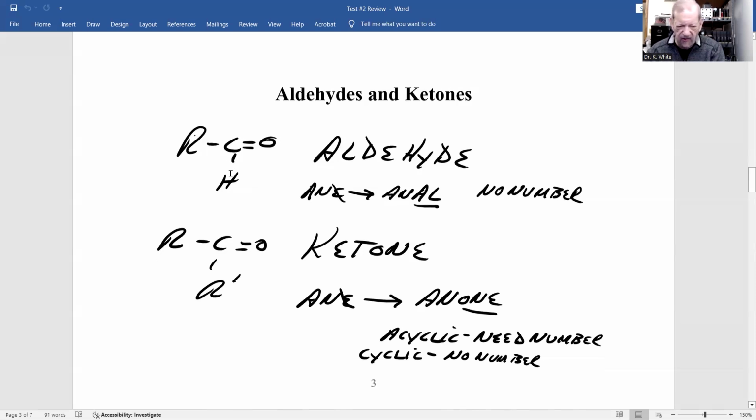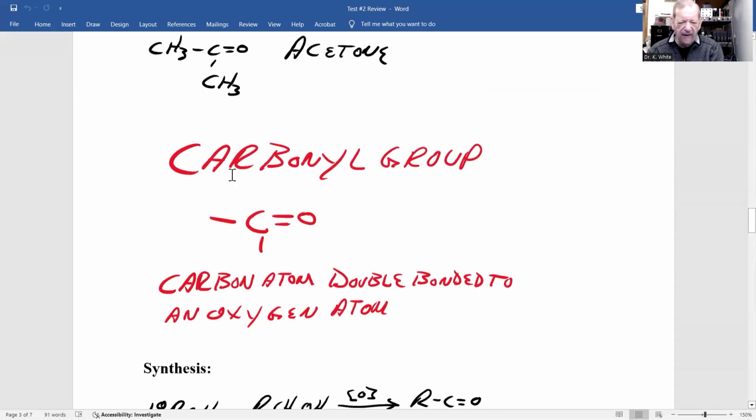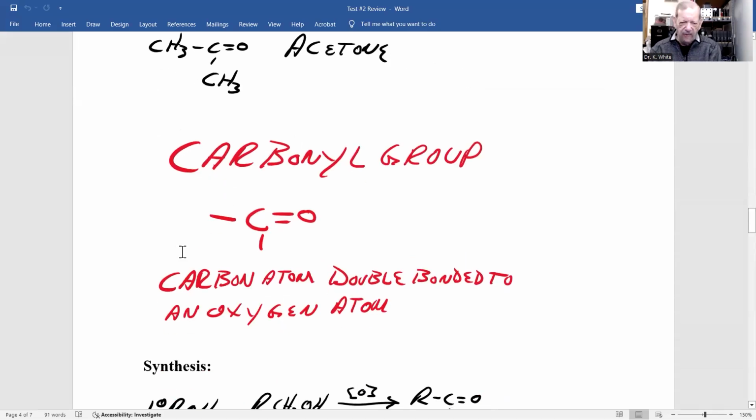Let me jump ahead for a second. That carbon is called the carbonyl group. To me personally, I know of nothing more important in all of organic chemistry than the carbonyl group. If you were to ask what kind of chemist are you, and I was totally honest with you, the only answer I could give is I'm a carbonyl synthetic organic chemist. Most of my work has dealt with my knowledge of the carbonyl group. Dr. White loves the carbonyl group.